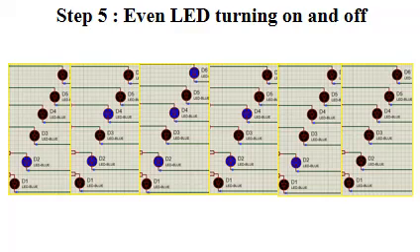Here we see the turning on and off sequence of even LEDs. First, 2 number pin connected LED turns on, then 4 and 6 number pin connected LEDs turn on. Then they turn off in a reverse sequence. This is our desired output.